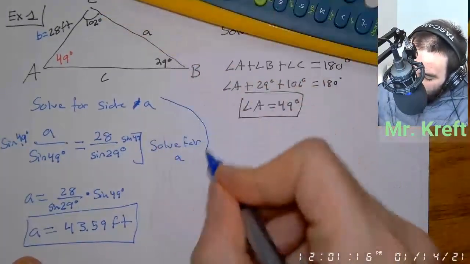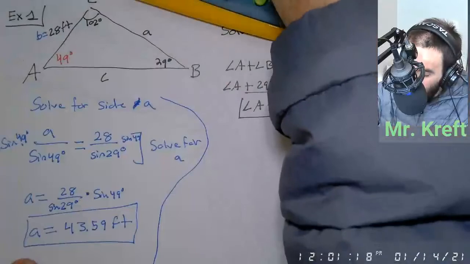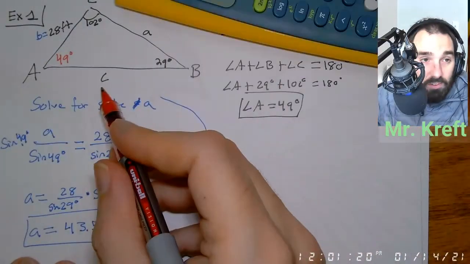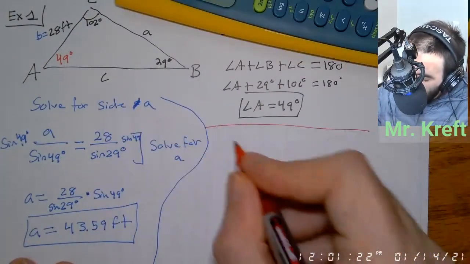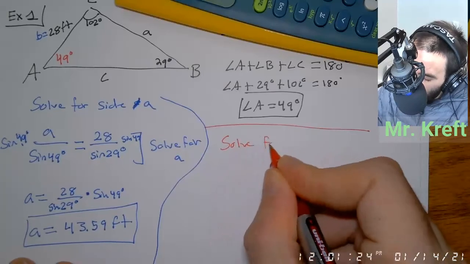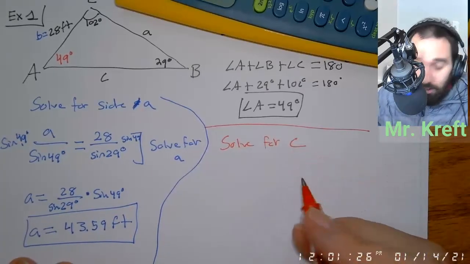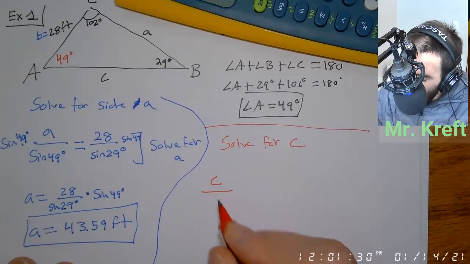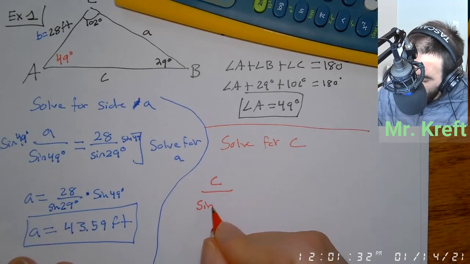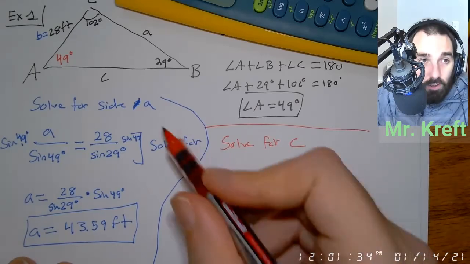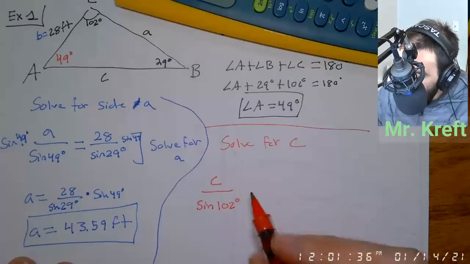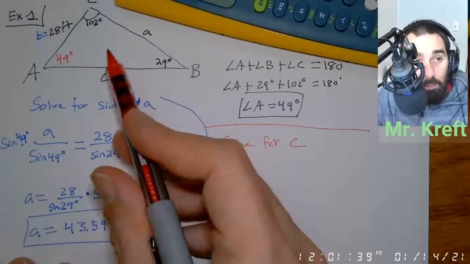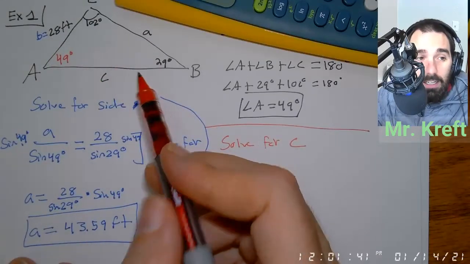Okay, and then the last piece. So that was A. The only thing I have left is C, right? So I'm going to solve for C. I'm just going to set up another equation, starting with what I'm solving for. So C over sine of 102 degrees. Again, the side goes with the angle. And then I'm going to pick another one. So I could pick A and I can pick B.